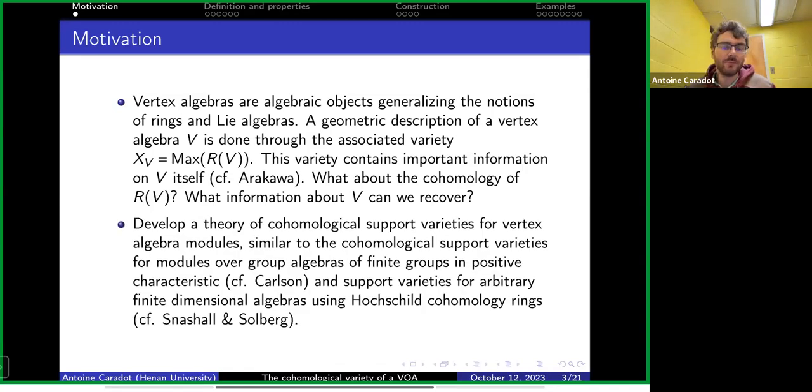The more general perspective on this would be to develop a theory of cohomological support variety for vertex algebra modules. So there are already things done for finite groups in positive characteristics. This was done by Carlson, and also for finite dimensional algebra using Hochschild cohomology rings. So they are analogs in different domains of those cohomological support varieties. The idea would be to bring those notions to the vertex operator algebra representation.